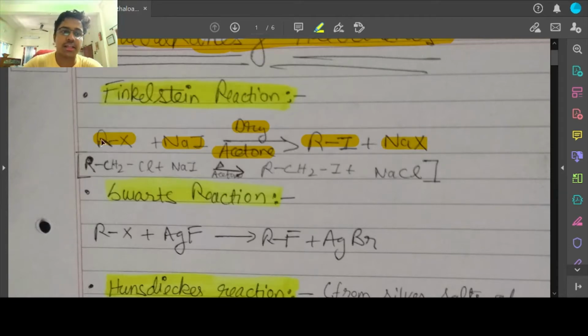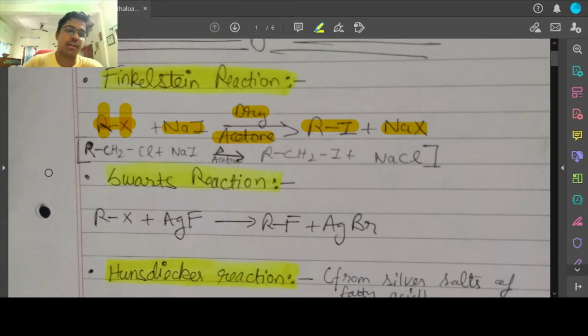R is any alkyl group, and X is a halogen atom. Just remember the term. So RX plus sodium iodide, NaI, in the presence of dry acetone gives RI and NaX.